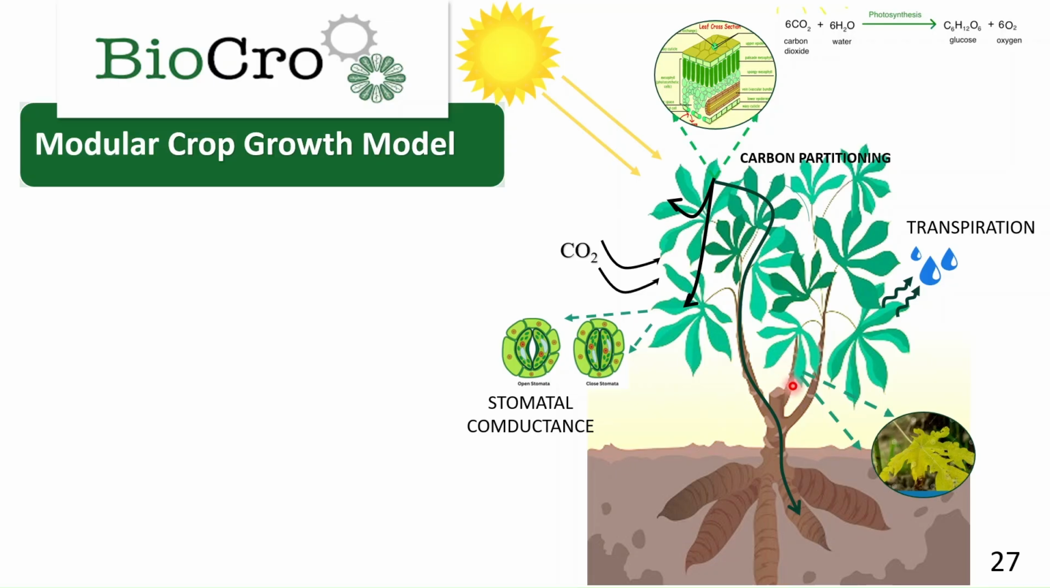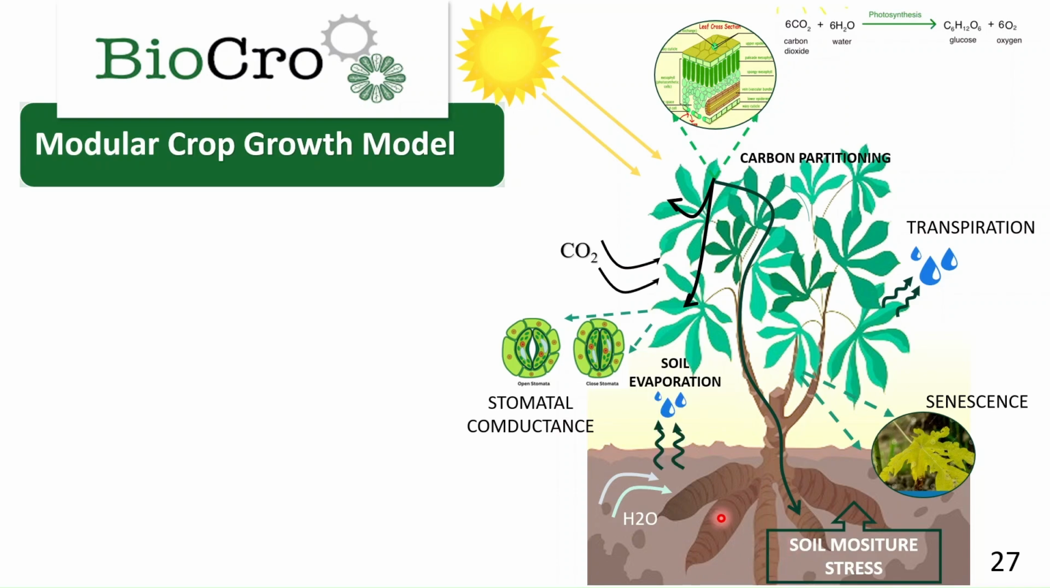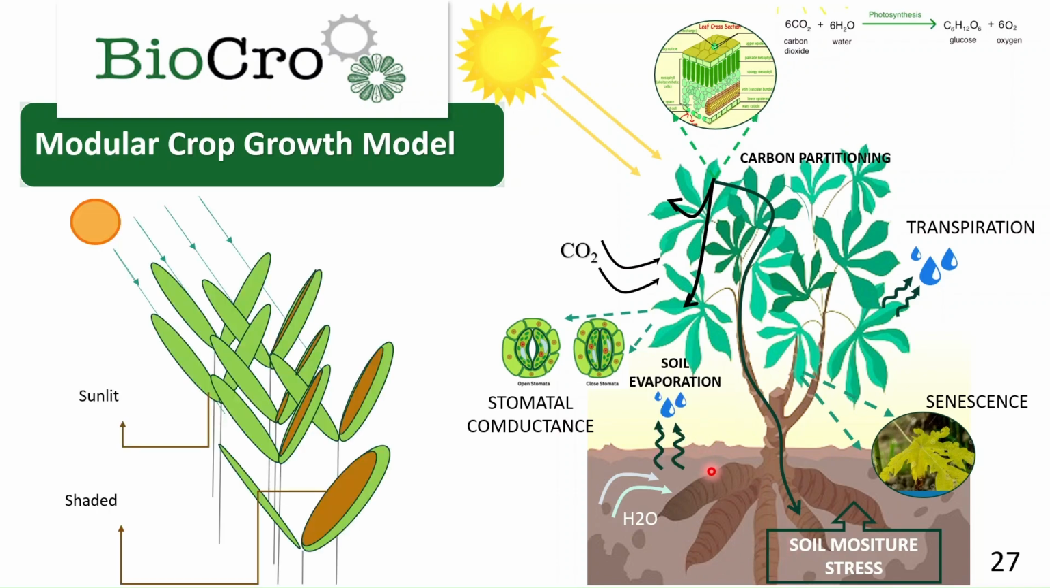BioCro can also simulate how the leaves age, and because of that, how the carbohydrate partitioning will vary. Then it can also estimate the root absorption, the soil moisture stress, and soil evaporation, all of these at leaf scale.